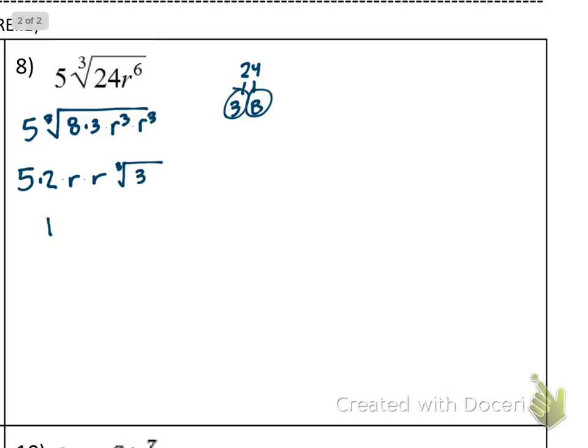So now I can multiply it out. 5 times 2 times r is going to be 10r squared times the cube root of 3. And that's it. That's your answer. Students should pause here, giving them 1 point.